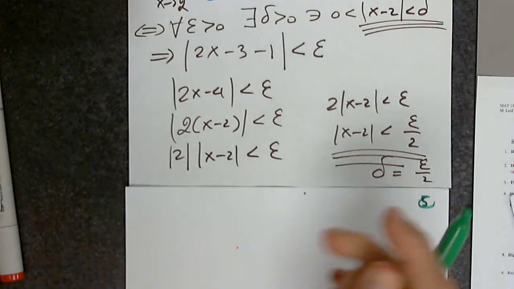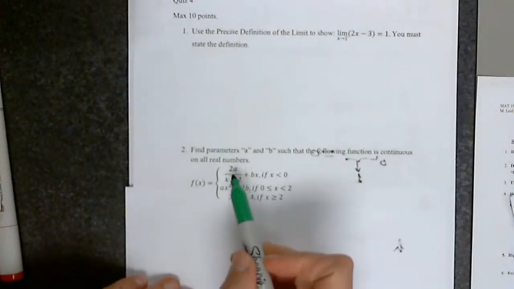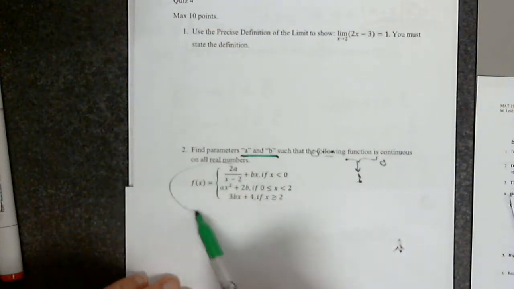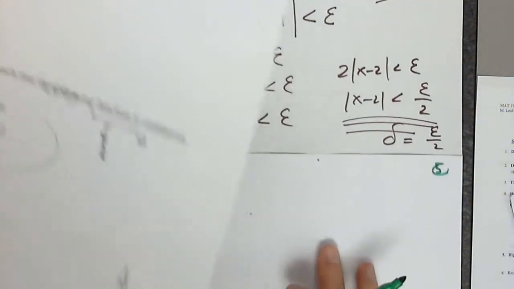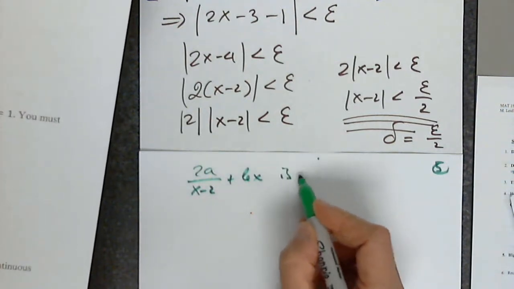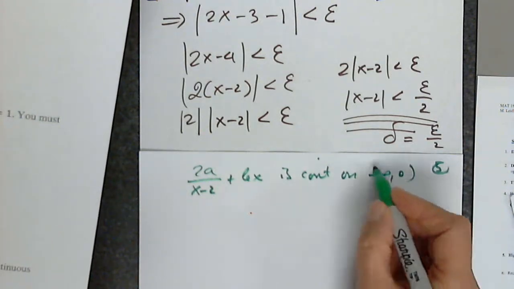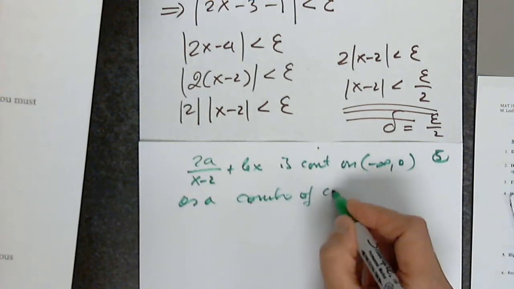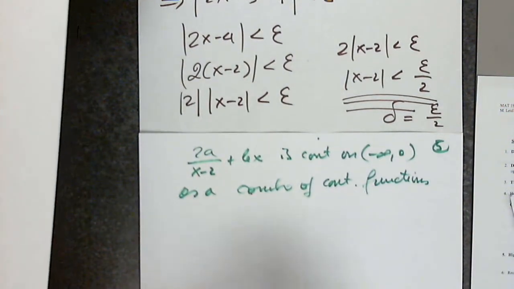Okay, and the last one was a piecewise defined function in which we were given the piecewise defined function. We were told to find a and b that makes this function continuous everywhere. So I have to write that 2a over x minus 2 plus bx is continuous on negative infinity to 0 as a combo of continuous functions. This has to be on the test. You have to write that.